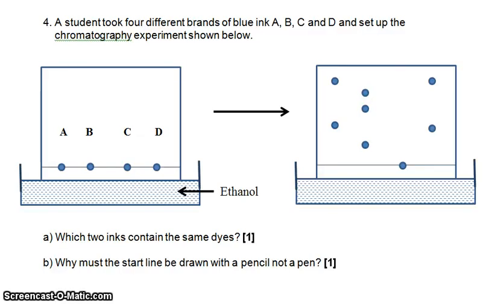Okay, question 4 is about chromatography, and then we've got a student who's got 4 different brands of ink, A, B, C, and D, and they've set up a chromatography experiment shown below to try and separate the colours in the ink. And you'll notice one of the important things here is they're actually using the solvent ethanol. Okay, quite important that you notice that.